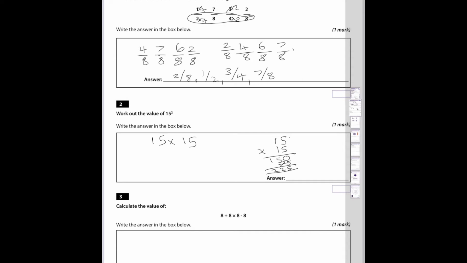Otherwise, you could break this into 10 and a 5, so you could say 15 times 10, which is easy, 150. 15 times 5, obviously is going to be half of that, which is 75. And again, add those up, 225. So different ways of working it out, depending on what suits. But as you know, 15 squared is 15 times 15. So we put the answer down here as 225.